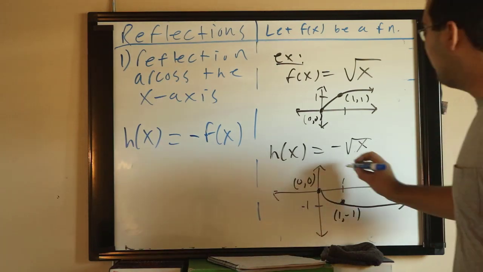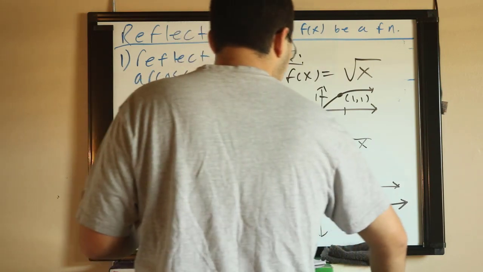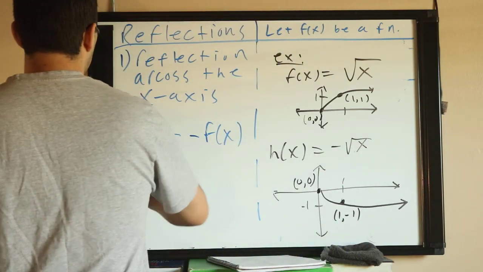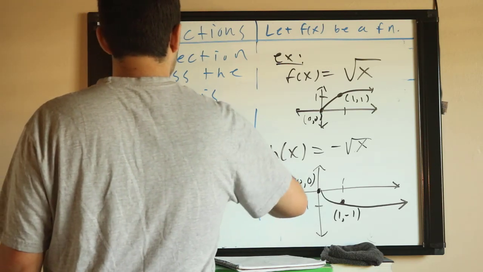So in other words, what we can see visually is that to reflect across the x-axis, visually, all it means is fold across.